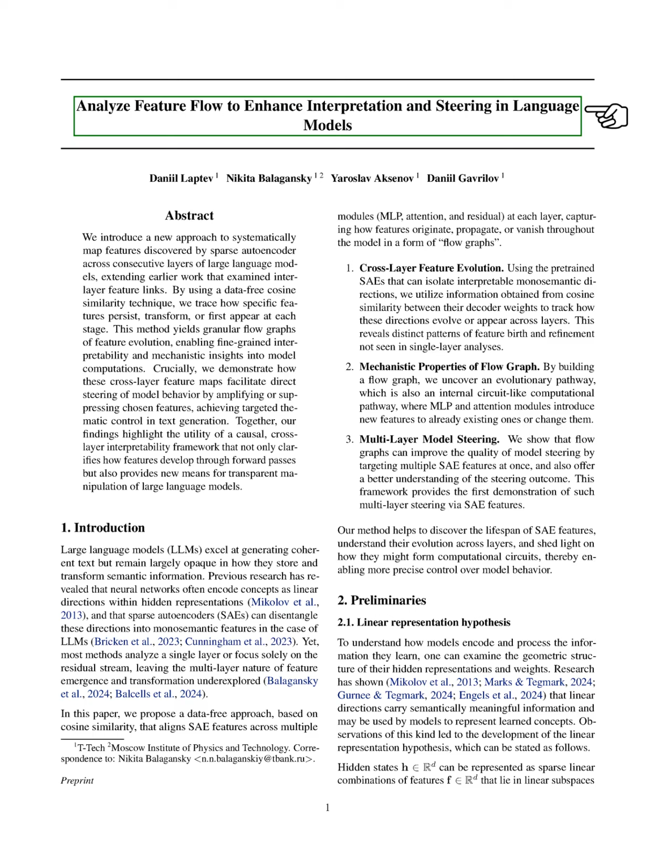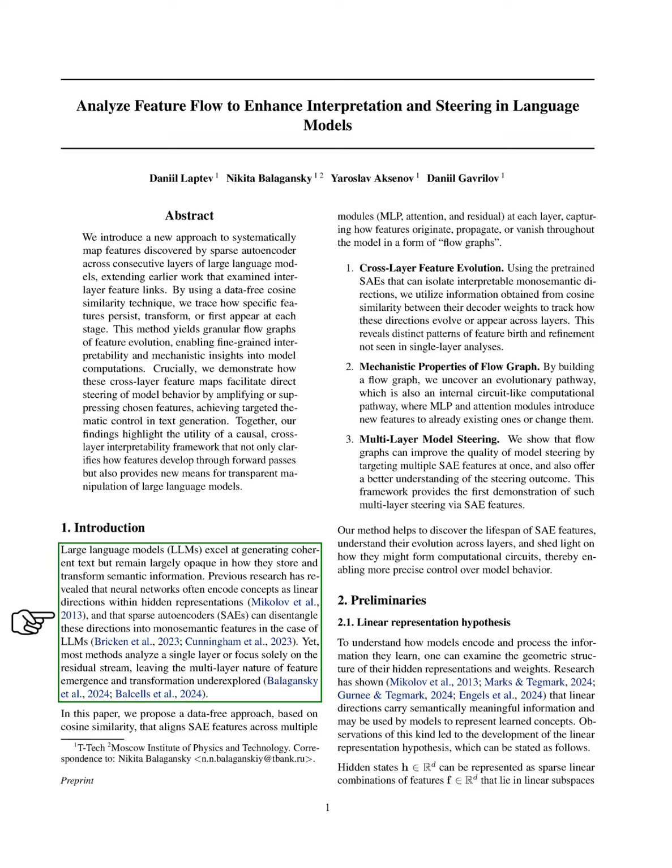Section: Introduction. In this section, we introduce our work on large language models, LLMs, which are skilled at producing coherent text but often lack transparency in how they manage semantic information. Previous studies have shown that neural networks tend to represent concepts as linear directions within their hidden layers. Sparse autoencoders, SAEs, can help separate these directions into clear, single-meaning features, particularly in LLMs.